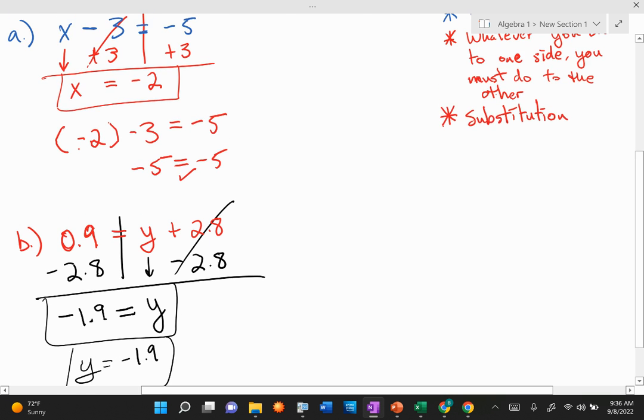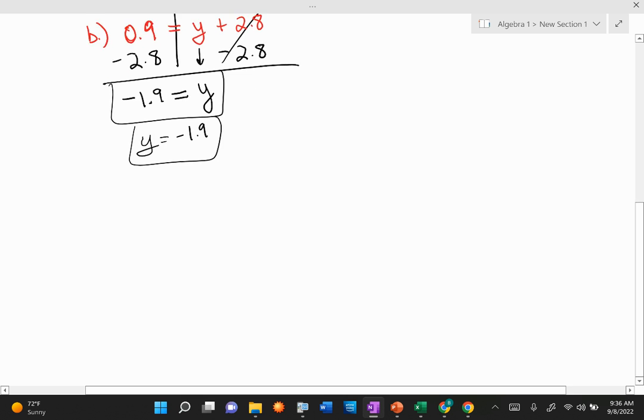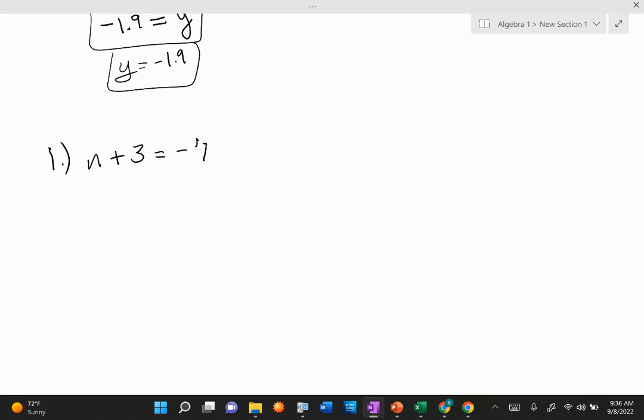Okay, you have a few steps, right? You have to locate your variable, okay? Then you are having to get the variable by itself by undoing operations, okay? Addition and subtraction specifically. Now I would like for you to try a couple on your own just to see how you're doing. Okay, so we've got n plus 3 equals -7.